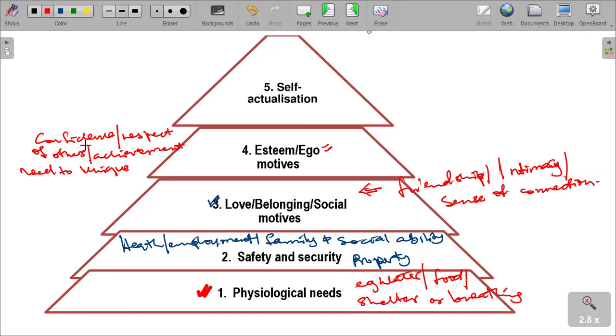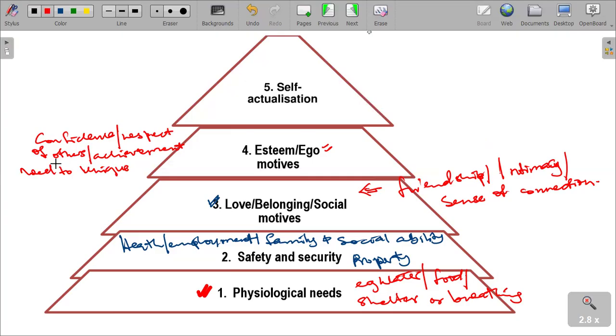Ego is to say the personal perception of a person, the personal respect, the personal composure of a person. This has to do with confidence, respect of others, achievement. These are the esteem or ego motives a person would need to achieve, as we look at the hierarchy of needs according to Maslow.